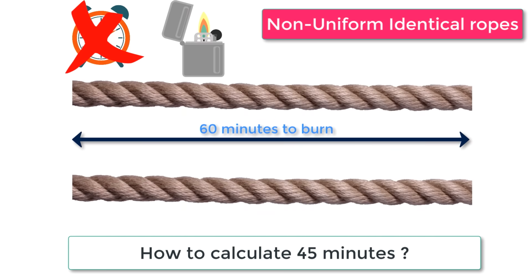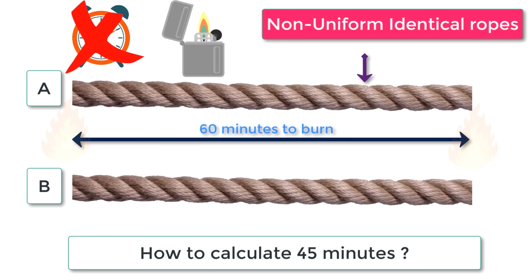As it is told in the question, the ropes are non-uniform. It means that if you cut a rope in 2 halves, then both halves may not take 30 minutes each to burn. But on a whole, the rope will take 60 minutes to burn. This approach is not going to help. So in order to calculate 30 minutes, you only need 1 rope.